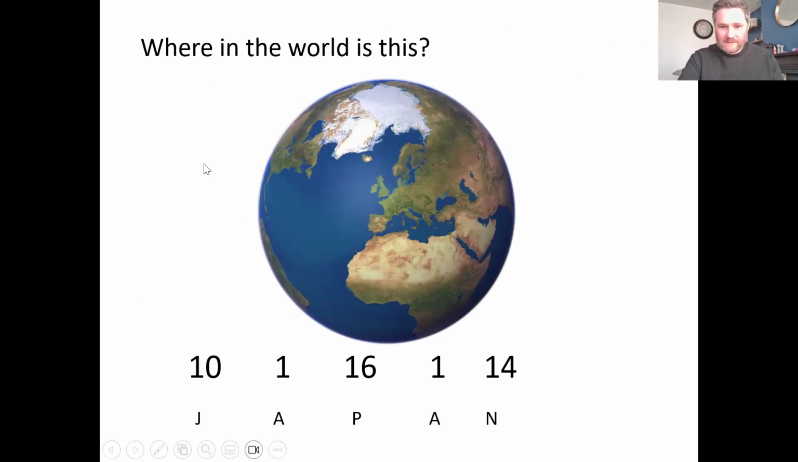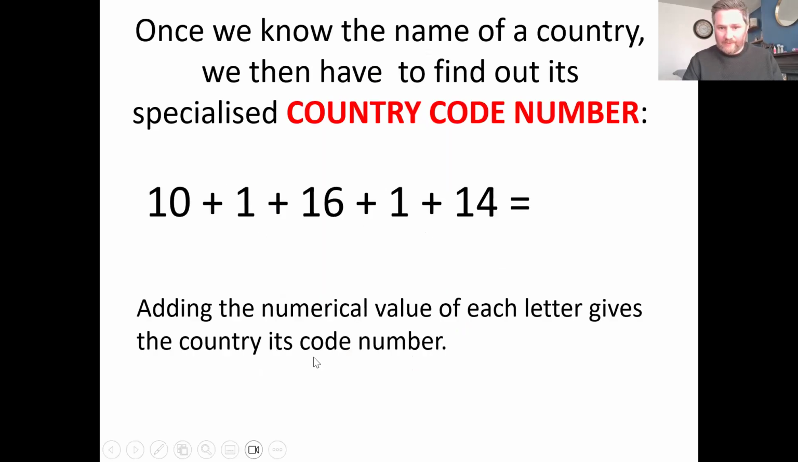But now I know my country code. Well, I know the code, but to find out the country code, I need to add all of those numbers up. Okay, so I know that this is Japan, but I need to know Japan's code number. So how do I figure out Japan's code number? Well, I'm going to add up all these numbers.